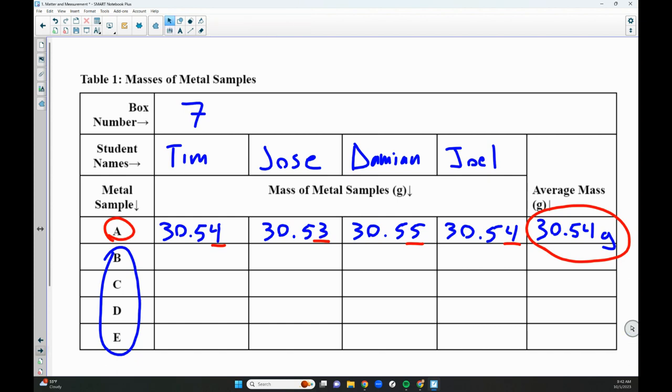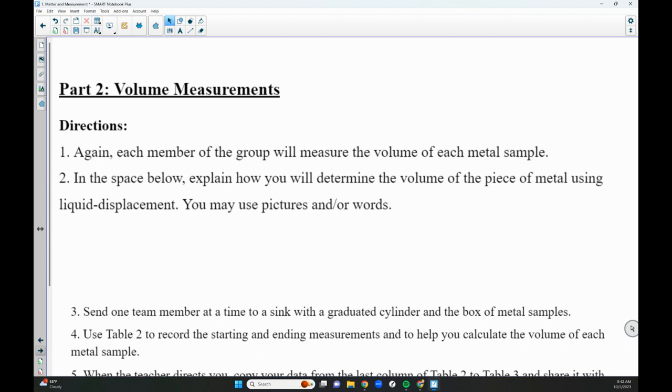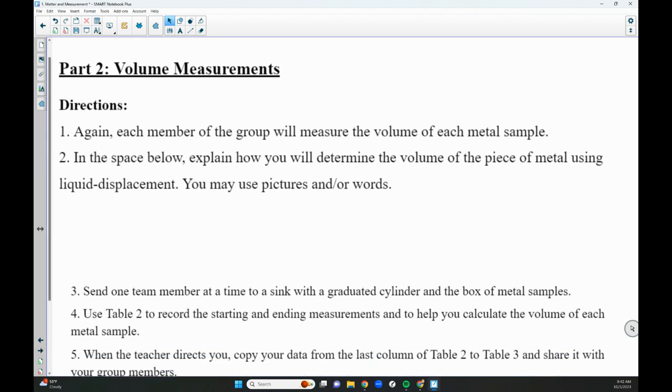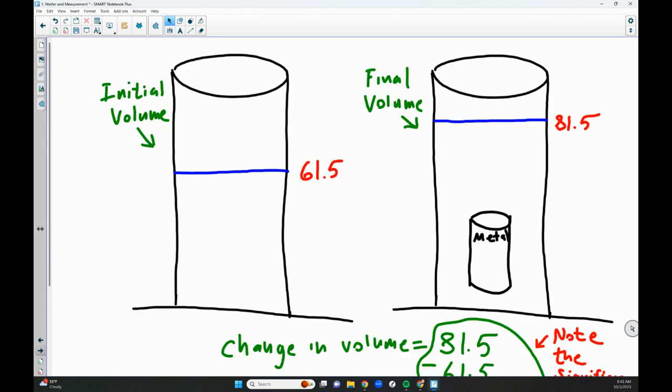Moving on to the second part of the lab, the volume measurements. This is going to be a little more tricky because we don't have a digital instrument that can record the volume for us. We're going to have to do things a little more old school. So I'm going to walk you through that here. And you should draw pictures and take notes because this is the part that can be easily messed up if you're not careful. So here is the basic process.